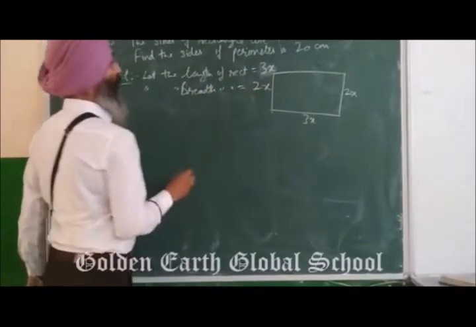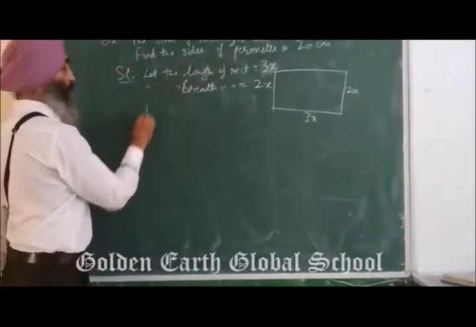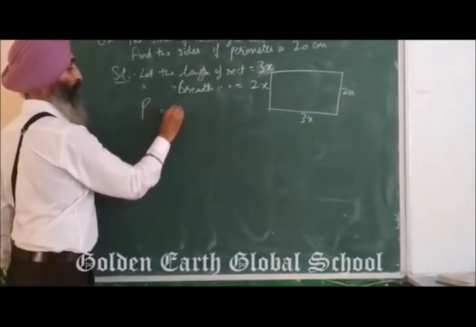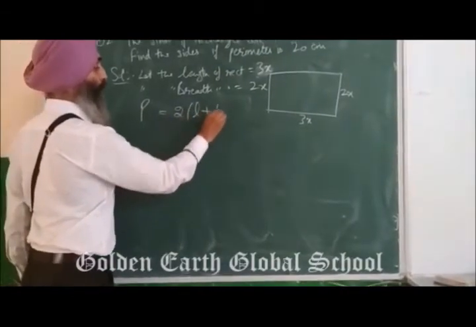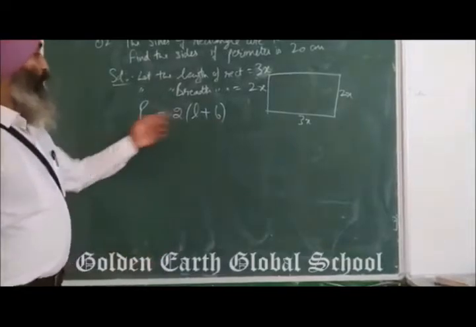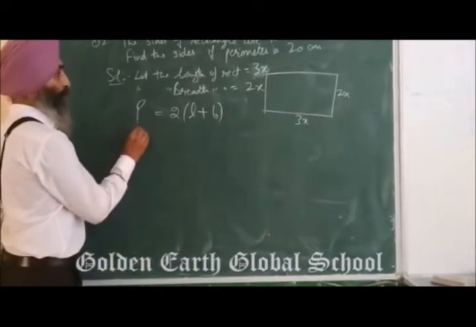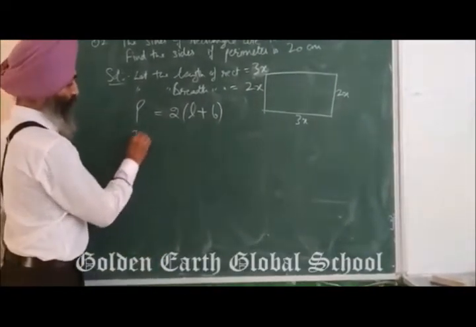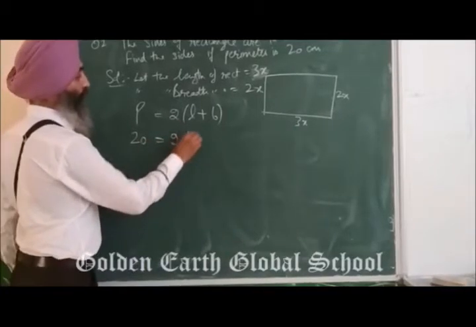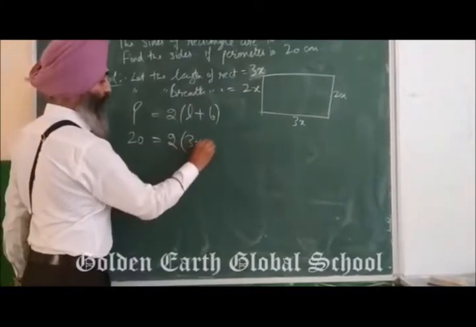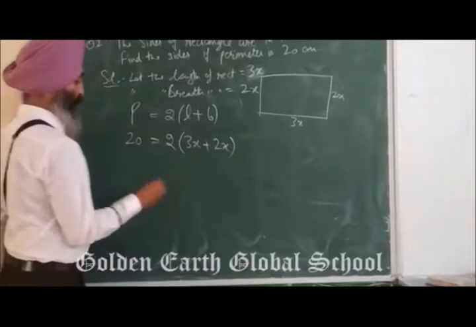And we know the perimeter. What is the perimeter of a rectangle? Yes, 2 into (L plus B), as we already know. So what perimeter is given? 20 centimeter, and the length is given as 3x, breadth as 2x. So solve it.